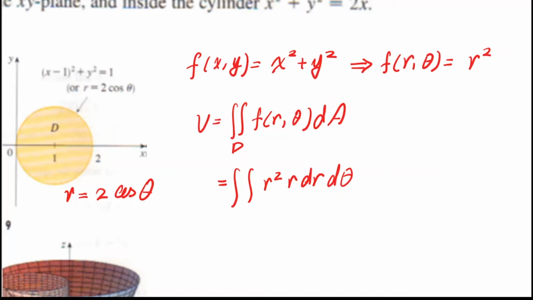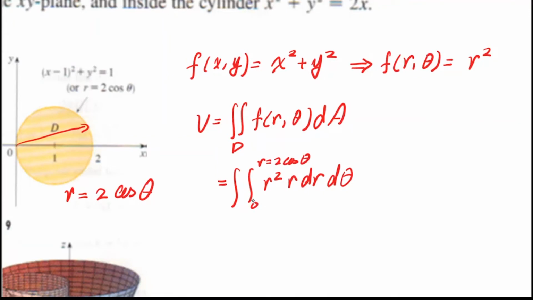Okay, so that's r cubed. I'll deliberately write it like that. And then r will vary from 0 to somewhere. This is the starting point of r and this is the ending point of r. So r goes from 0 to 2 cosine theta. You get it?